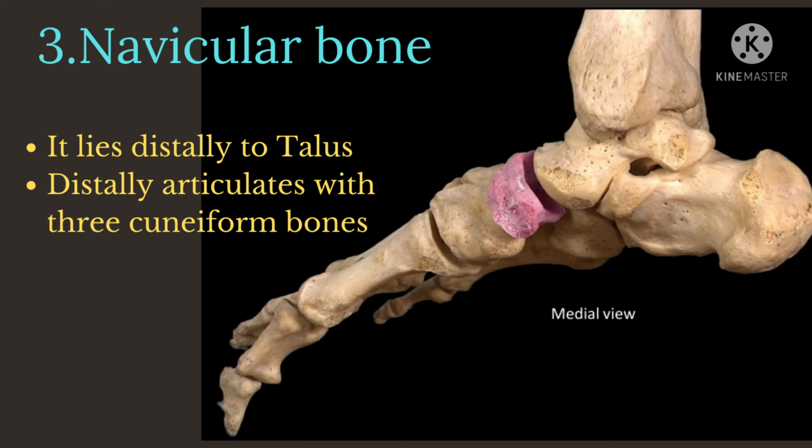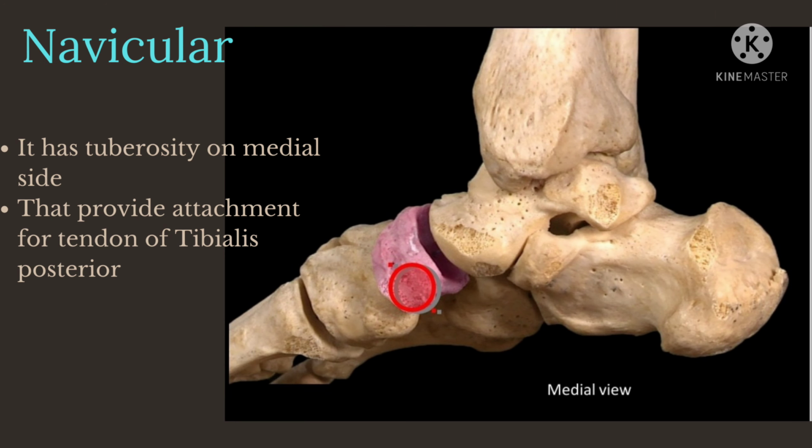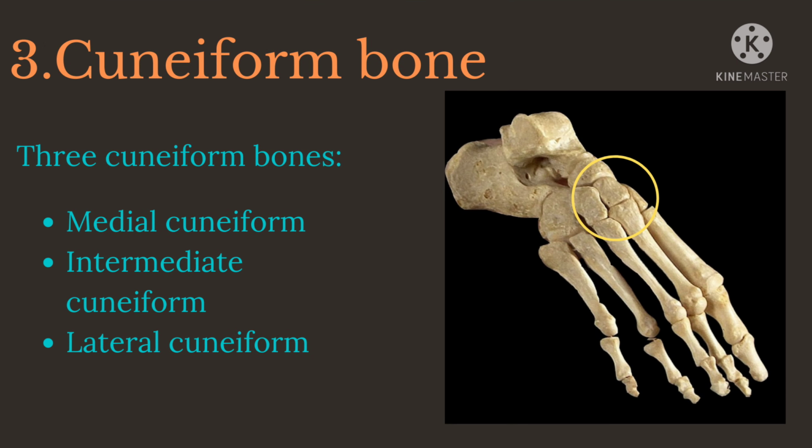Now we studied first the calcaneus, second the talus, and third what we are studying is the navicular bone. Distally this bone articulates with the three cuneiform bones, and proximally it is attached to the talus bone. It is very important. There are three cuneiform bones we are going to study in the next part. This navicular bone has a tuberosity on the medial side, which provides attachment for the tendon of tibialis posterior. This tibialis posterior is a muscle which is attached to the tibial bone.